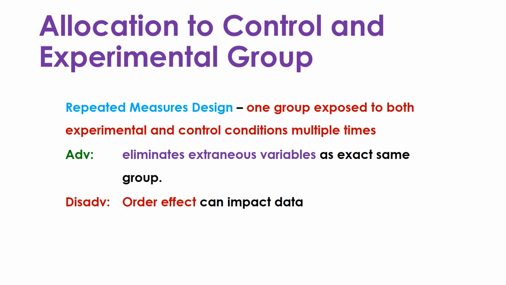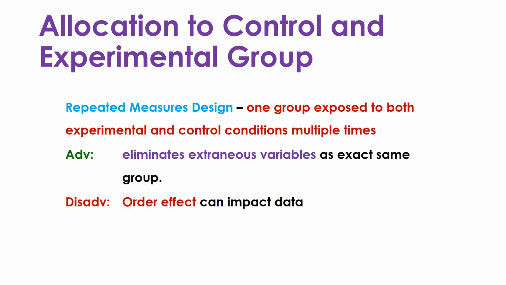So with repeated measures design, what you do is that each individual within the sample will be exposed to both the experimental and the control conditions. Now, often multiple times. And the one I'm going to show you, they're only going to be exposed once. But often you expose them not just once, you also expose them to variations of the IV.